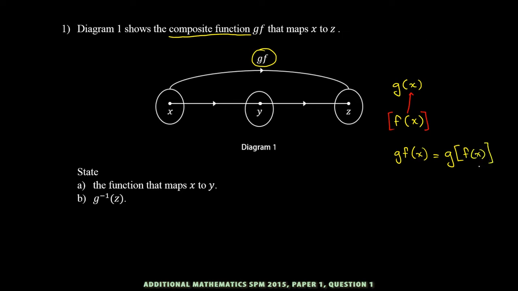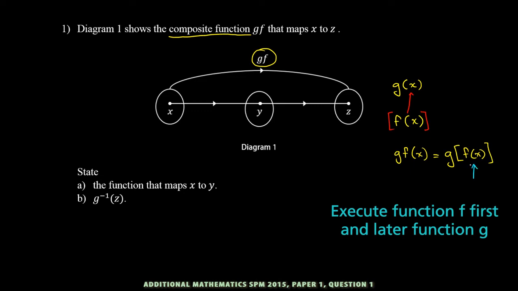And then we need to know, when we have a composite function that consists of two functions, which function do we need to start first? Which function kicks in first? In this case, the first function that we need to execute is f(x), the argument of the function g. So the inside function has to be executed first, and then only the function g will kick in. So this is the first function to execute, and then this is the second function.